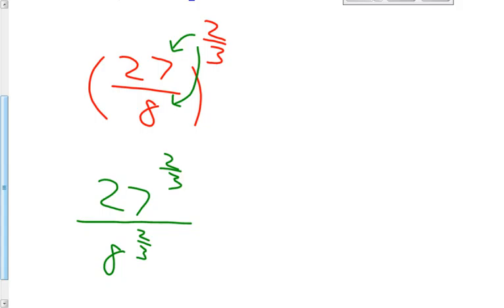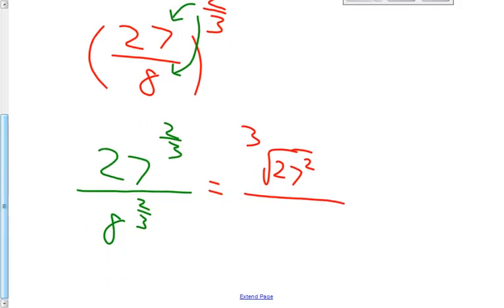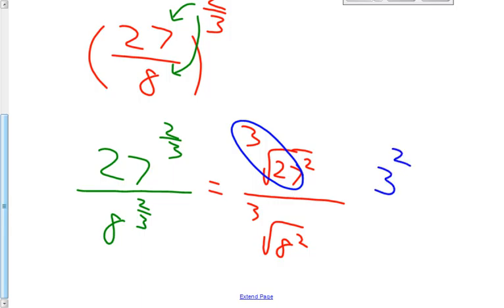So now we're going to change this into radical form. It's going to be the cubed root of 27 squared over the cubed root of 8 squared. And once we're here, do you guys know what the cubed root of 27 is? 3 times 3 times 3 is 27. So the cubed root of 27 is 3. So now we have 3 squared because this 2 comes along with it.